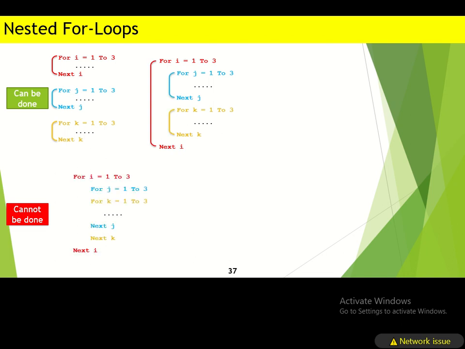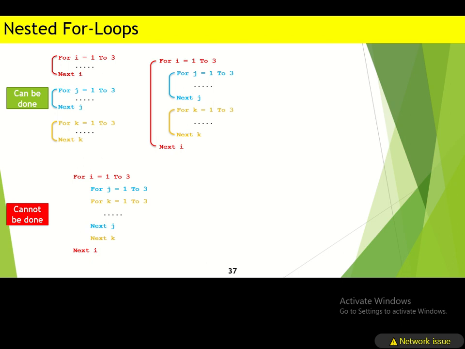Now look here, i starts, j starts, k starts. All three of them started, right? So they are nested. J finishes, then k finishes, then i finishes. This is wrong. Why? The innermost loop should end first.